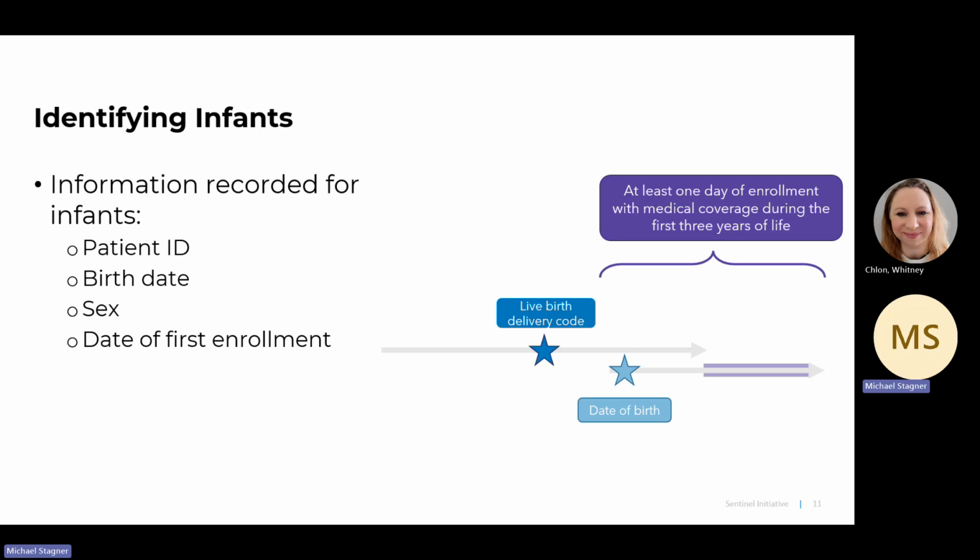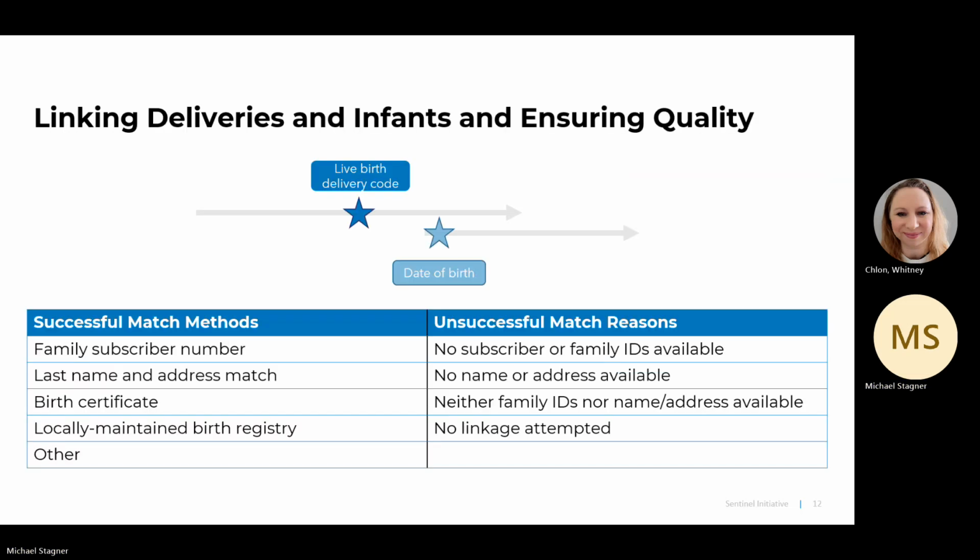So you'll see later that infants might be shown in quotes because up to 3 years, the 3-year-old child isn't really recognized as an infant anymore. But we want to be able to pick up as many potential matches as possible. So at the actual linkage process, we have a set of live birth deliveries, and we have a set of infants, and we want to match them.